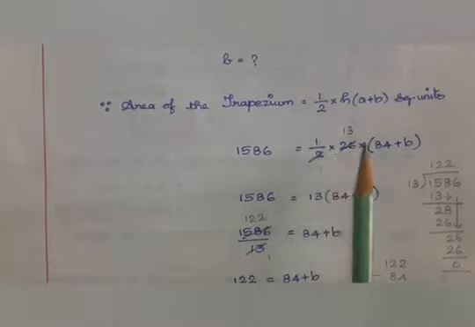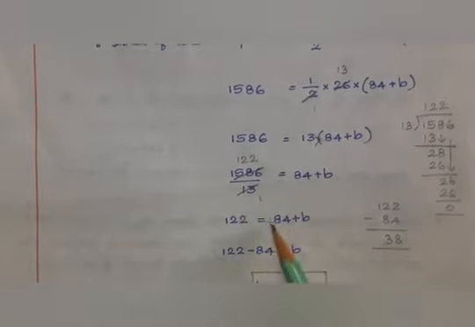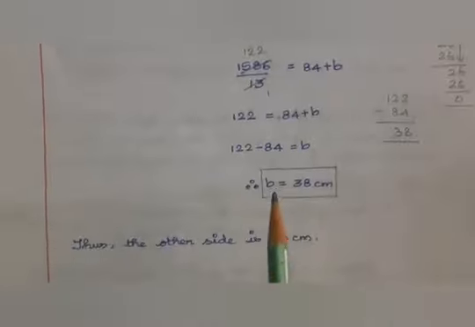Okay, so when we divide this, we are getting 122. So keep 122 here and 84 plus b. Take this 84, now it is plus 84. When it goes to the other side, it becomes minus 84. So when you subtract, we are getting the other parallel side, which is 38 centimeter. Therefore, b is equal to 38 centimeter. Thus, the other side is 38 centimeter. Clear? Yes. So next we'll go to the next problem.